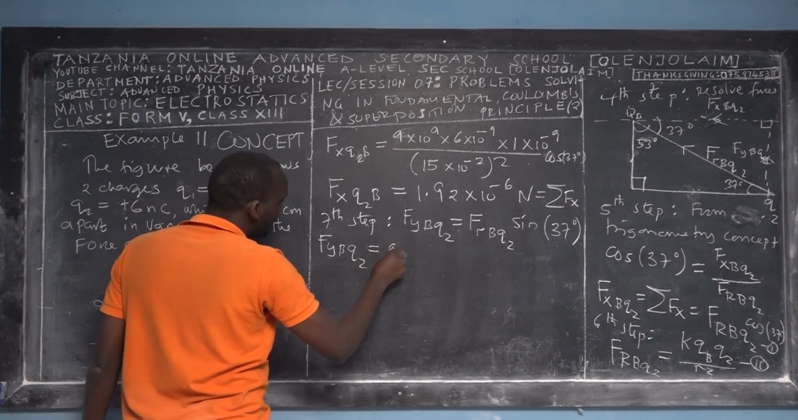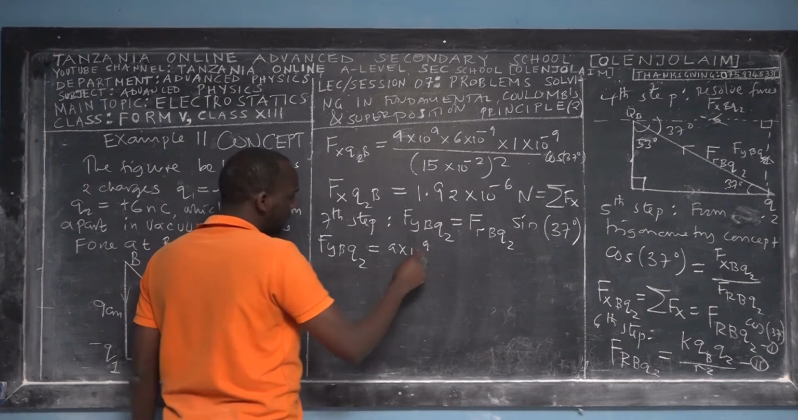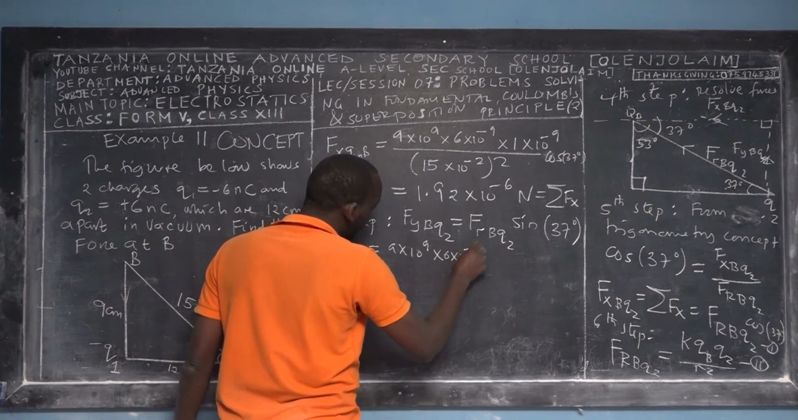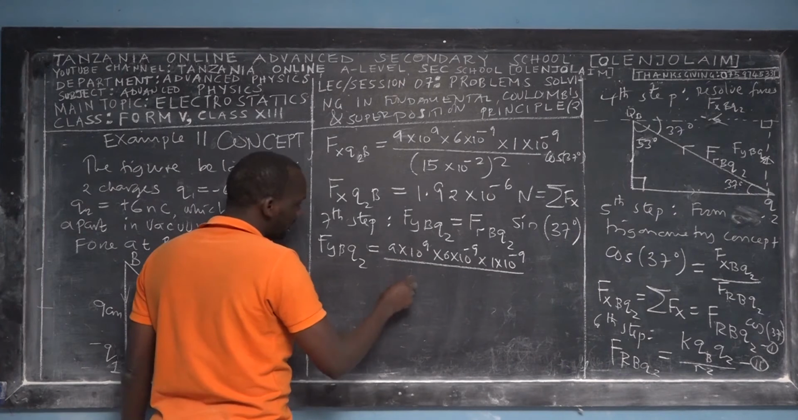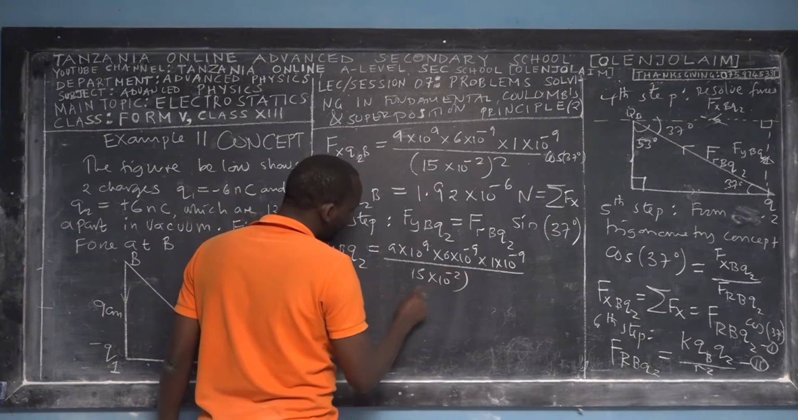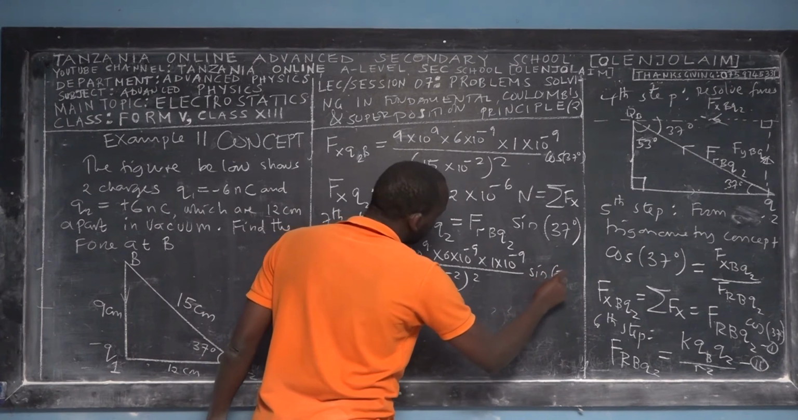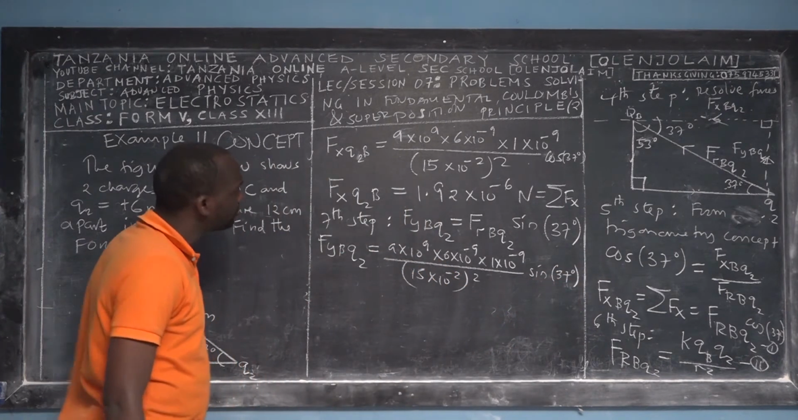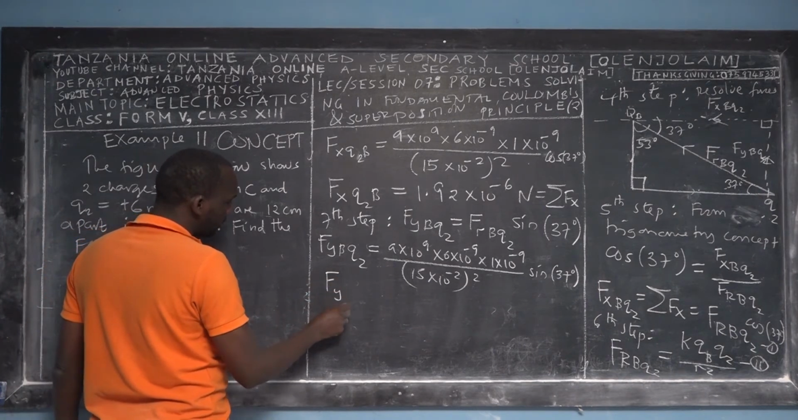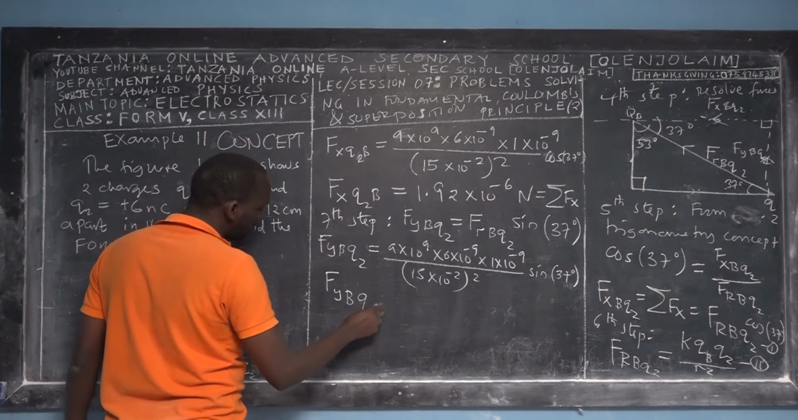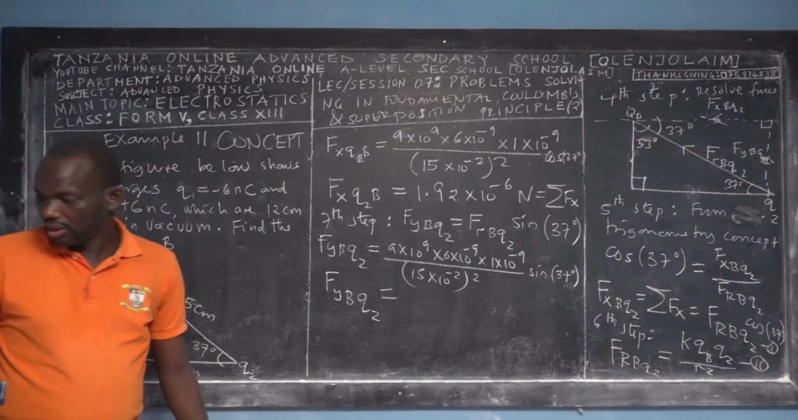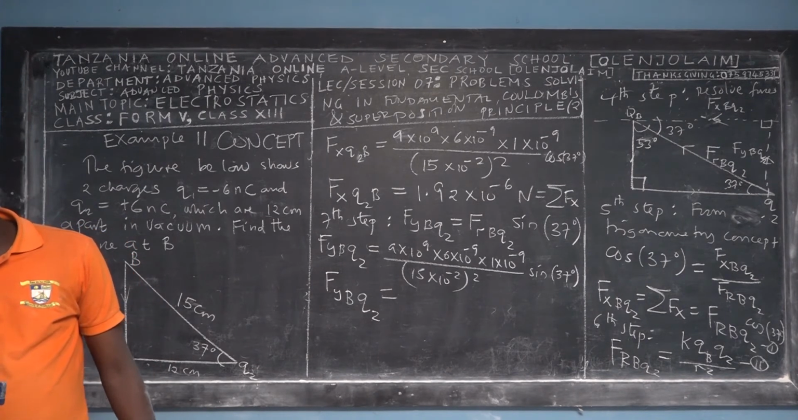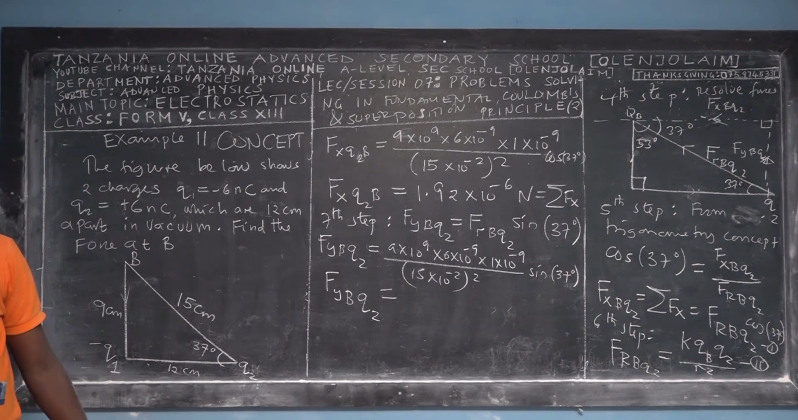Q2 is equal to what? 9 times 10 exponent 9, times 60 times 10 exponent negative 9, times 1 times 10 exponent negative 9, and then we divide by 15 times 10 exponent negative 2, squared. And this one, sine of 37 degrees. Use your scientific calculator. You will find that the vertical component of the force of repulsion between the point charge at B and Q2, if you do your computations excellently, is 6.667 times 10 exponent negative 6.